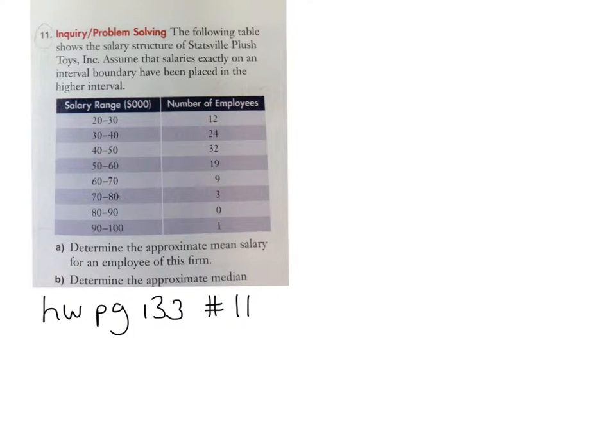This question is the homework question from textbook page 133, number 11. This question is about calculating the mean and the median from the group data. So you're given a table. One column is the salary of the employees, and the second column is the number of employees. Now the salary is represented in thousands of dollars.